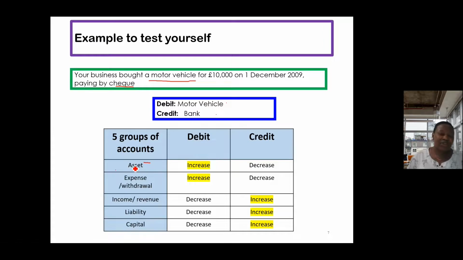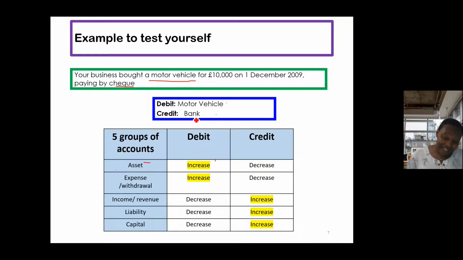If you haven't watched the video where we introduced basic accounting terms, please refer back to that video, where we said an asset is a resource that is controlled by the entity from which you expect future benefits. So the motor vehicle is an asset. When an asset is increasing, as in this case, where our business is acquiring a motor vehicle, there is an increase, so we'd expect to have a debit.